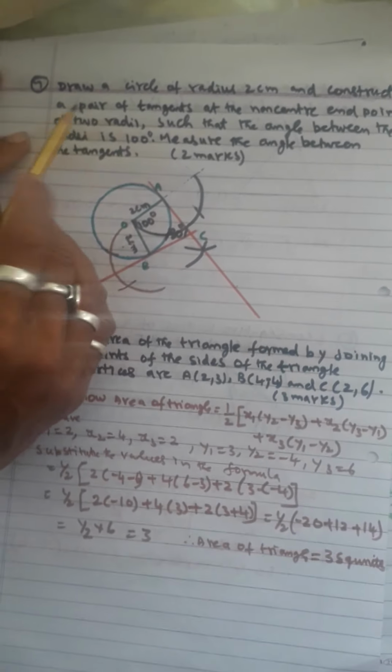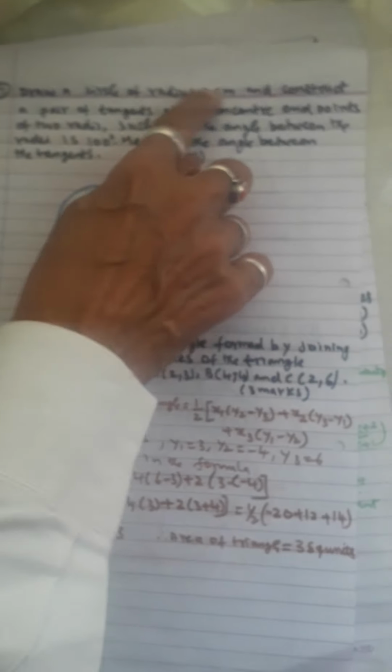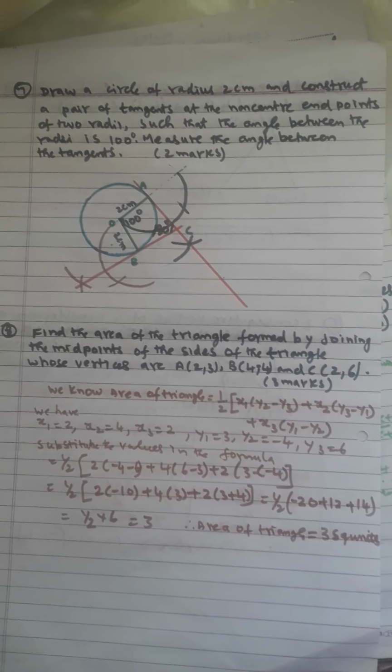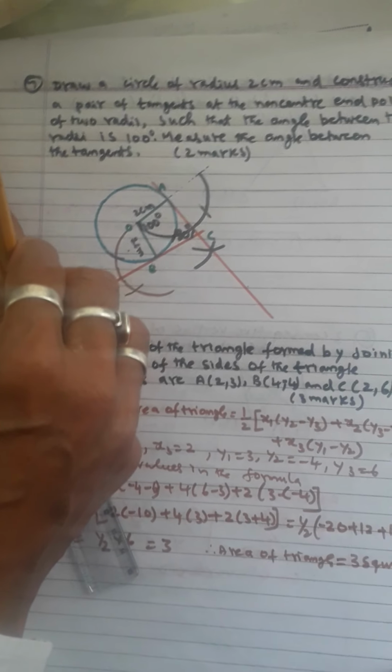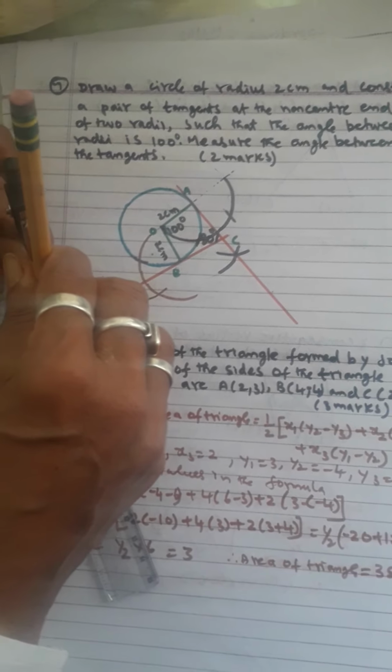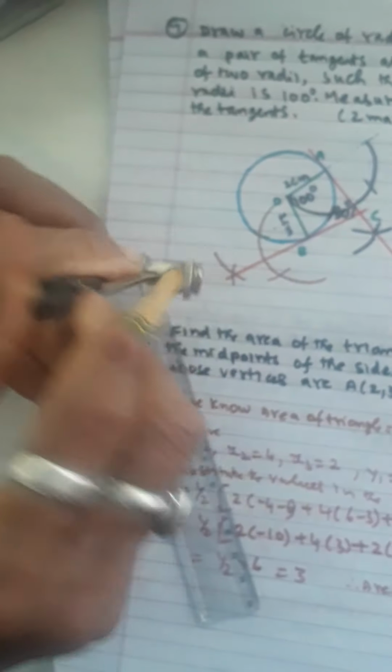See, seventh question, let us see here. Draw a circle of radius 2 centimeters. So what do you have to do? According to the question, take the scale, take the 0 of the scale here, and keep exactly 2 centimeters like that. Then after taking 2 centimeters, draw the circle here by keeping some center. See, I have drawn 2 centimeters.